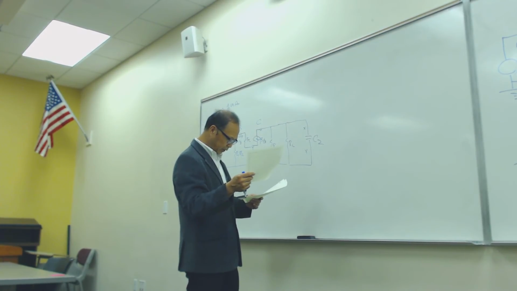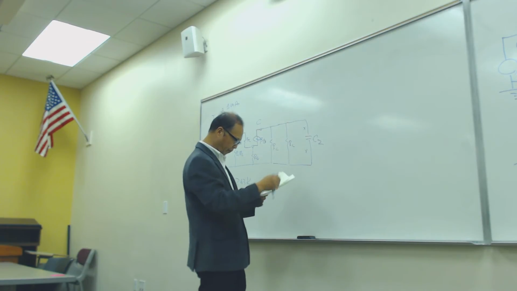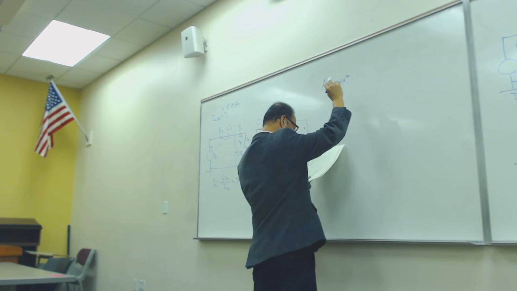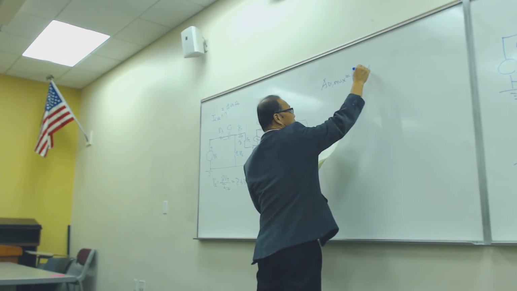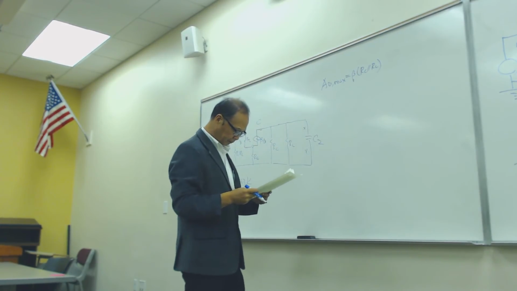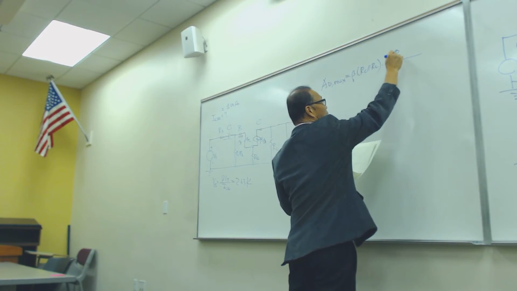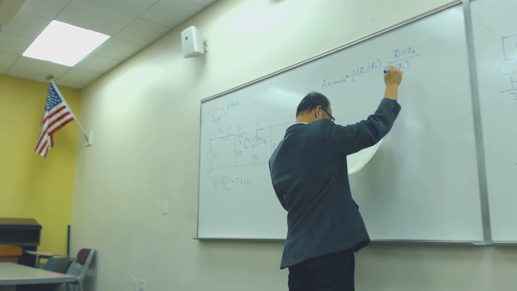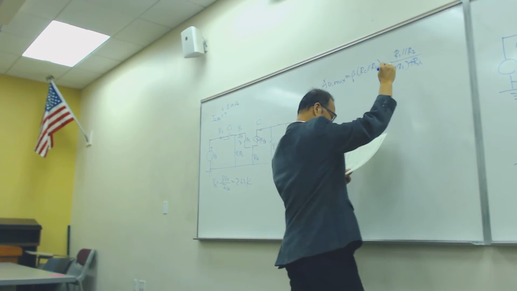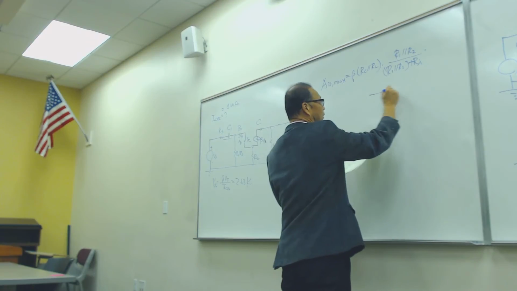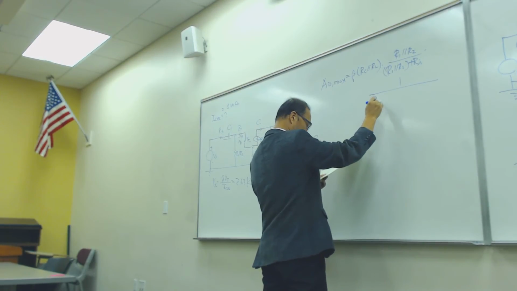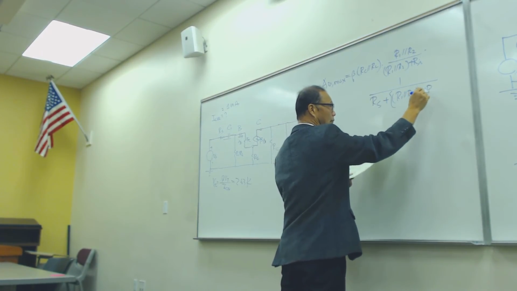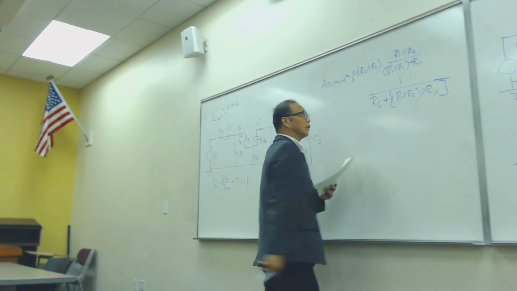I can give you the expression. So A V max equal to beta R sub C in parallel with R sub L, times R1 in parallel with R2, plus R sub I, times 1 over... okay.